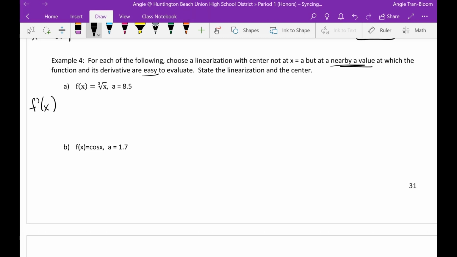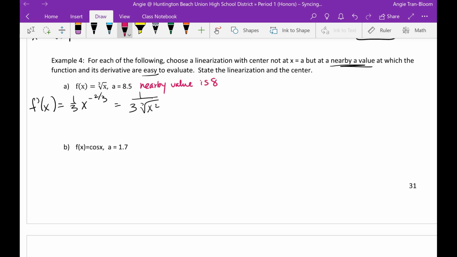F prime of x is 1/3 x to the negative 2/3. If you want to, you can rewrite this as a radical, so it's easier for you to calculate, and again, you do not have to. So my nearby value, I can't spell nearby, can I? Nearby value. I want to pick a number that I can take the third root of. So I'm going to say the nearby value is 8.